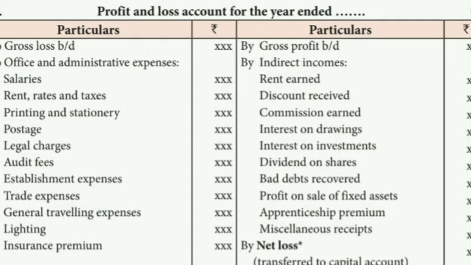Finally, it should be balanced. If the difference amount comes at the debit side, it is treated as net profit, and if the difference amount comes at the credit side, it is net loss. Net profit or net loss should be transferred to the capital account of the balance sheet.